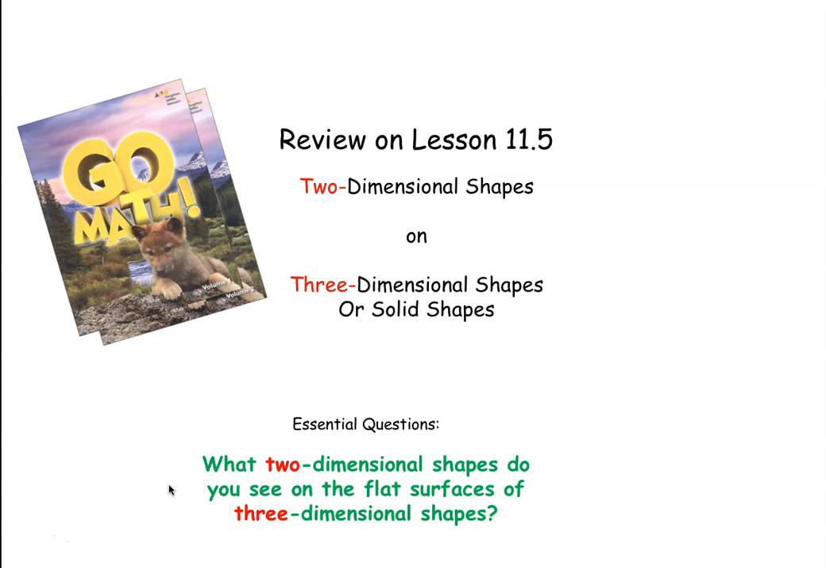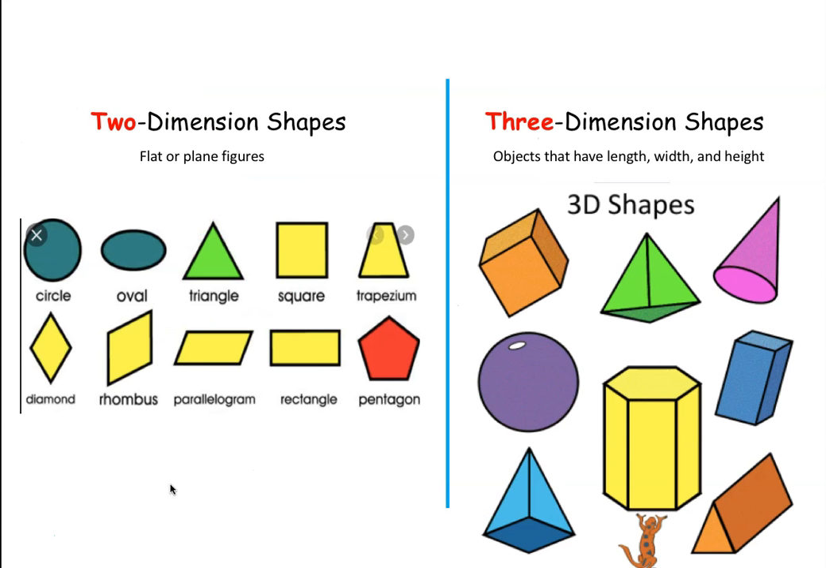First, let's review the names of some of the two-dimensional shapes. Two-dimensional shapes are flat or plane figures. For example, circle, triangle, square, and rectangle. Good job!